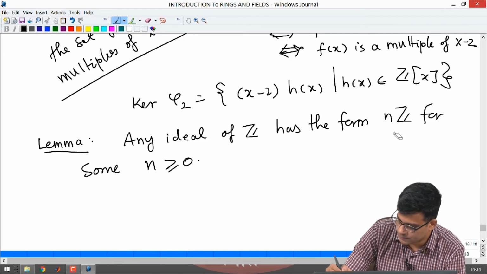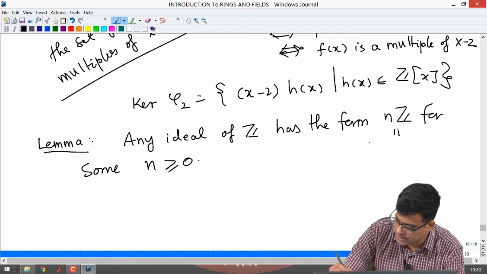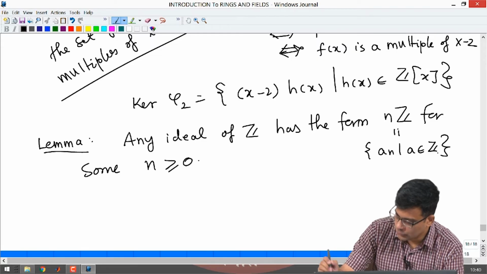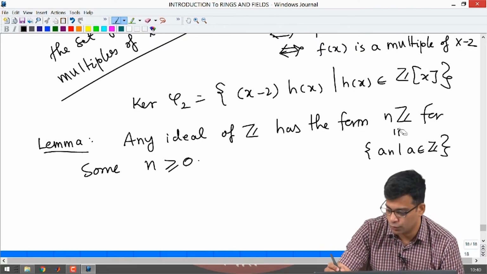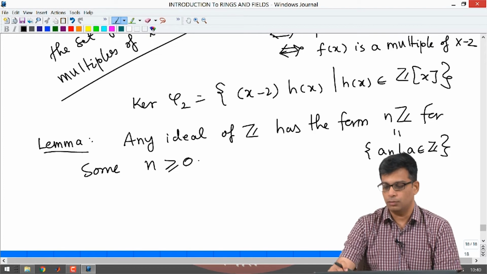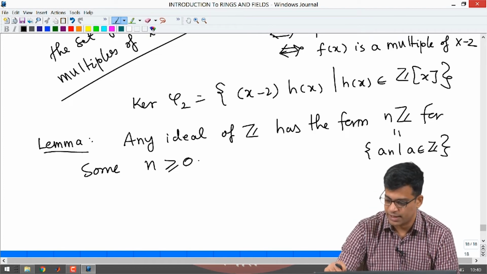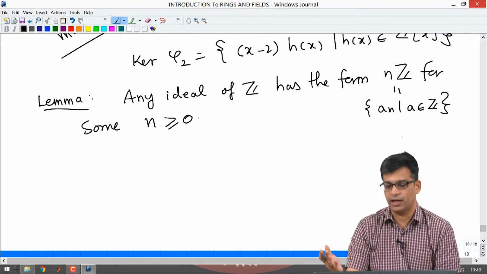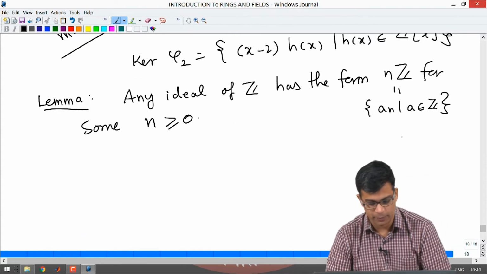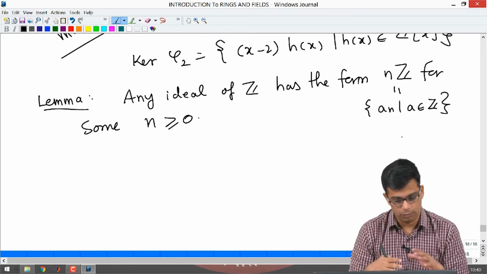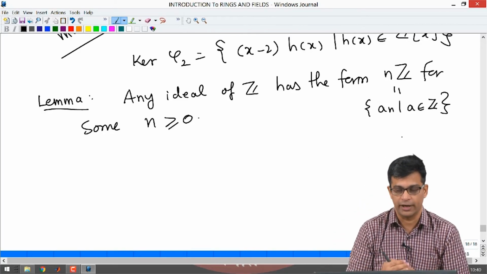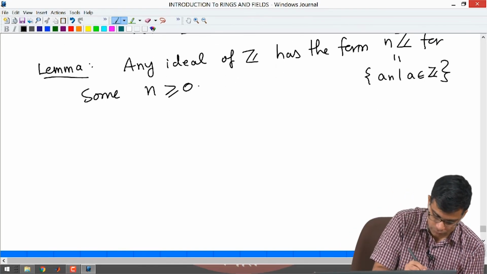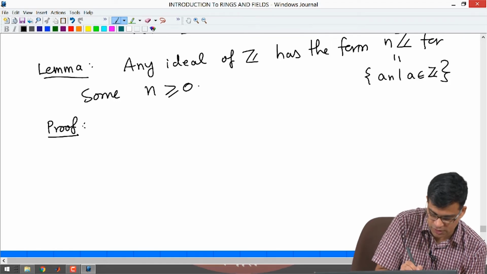Remember what is nZ? This is the set of all multiples of n. That is just a short convenient notation for writing all the multiples. So, nZ stands for an as a varies in Z. So, I claim that every ideal has that form. This is a very nice result, right, because you can't have strange sets becoming ideals. So, every ideal is of this form. The proof is a standard proof using Euclidean division. So, let us quickly do this.